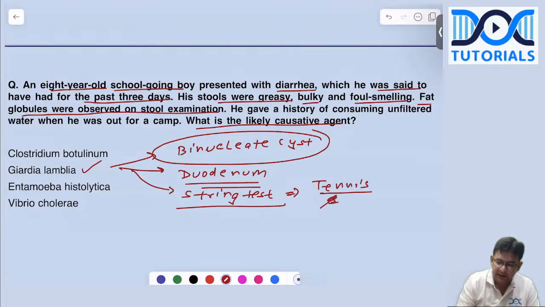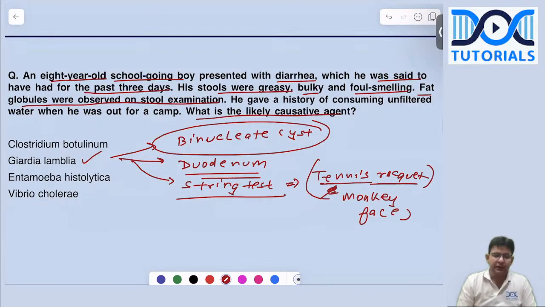Tennis racket shaped or monkey face, having how many flagella? Four pairs of flagella. And which motility? Falling leaf-like motility. How to remember? Giardia, Giardia, Giardia. So that particular one also is there regarding it.